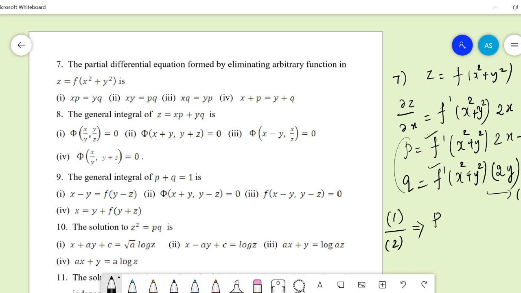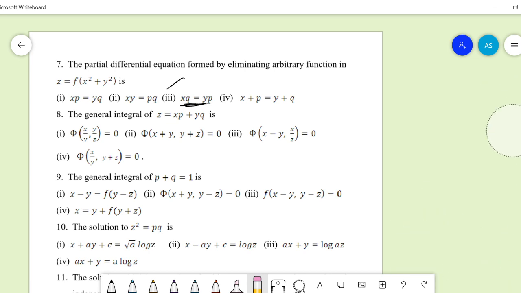On the left hand side p by q; on the right hand side f dash gets cancelled, 2 gets cancelled, x divided by y. By cross multiplication, py equals qx. So the third one is our answer. Option 3 is the answer.